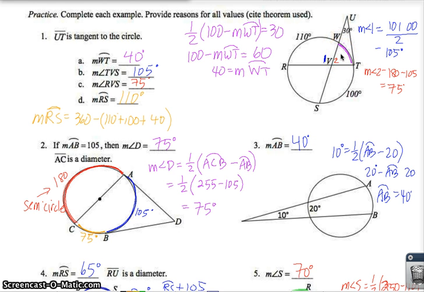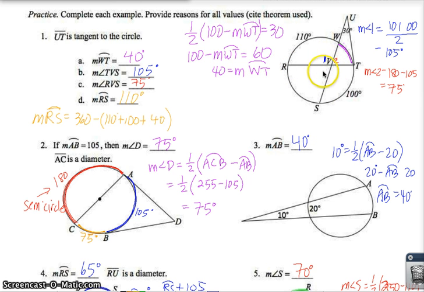So we found angle 1, it's 105, or sorry, the measure of angle TVS, which I call angle 1, is 105 degrees. The measure of angle RVS is then its supplement, which is 75 degrees.